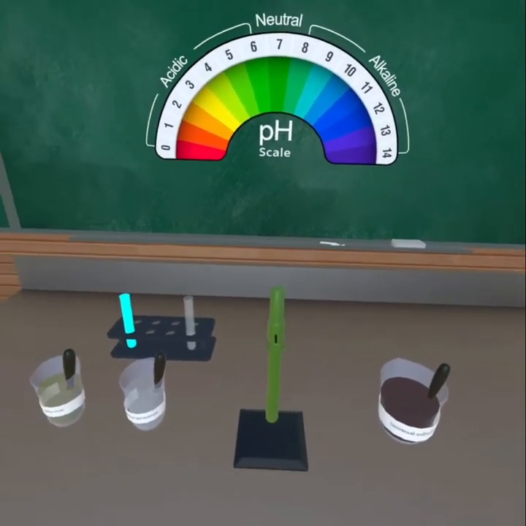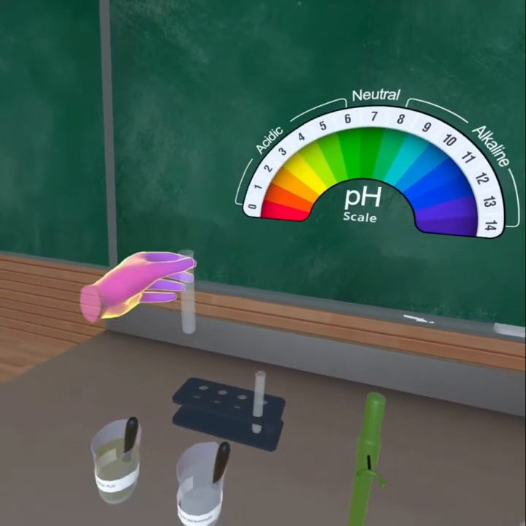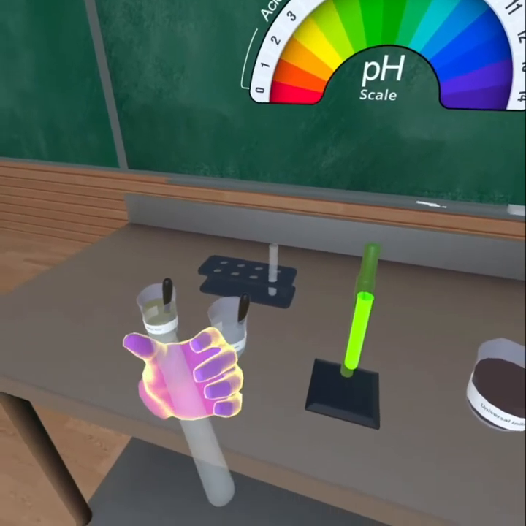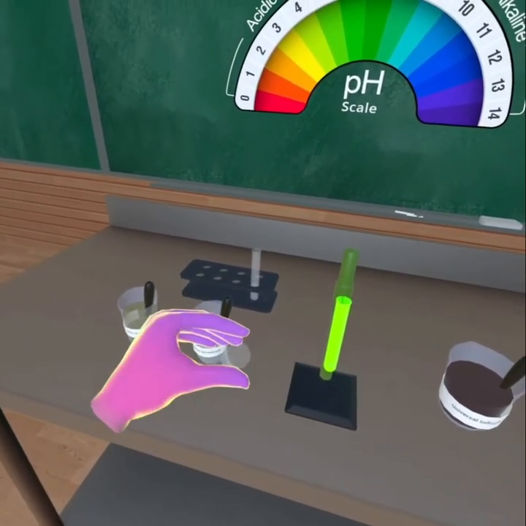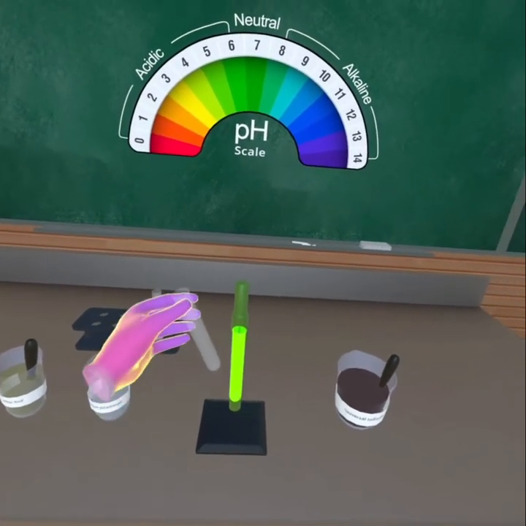Grab an empty test tube. I am highlighting the same for you. In the real world, you can hold this test tube in your non-dominant hand, but for this experiment, let's place the test tube in the single test tube stand. I am highlighting the same for you.